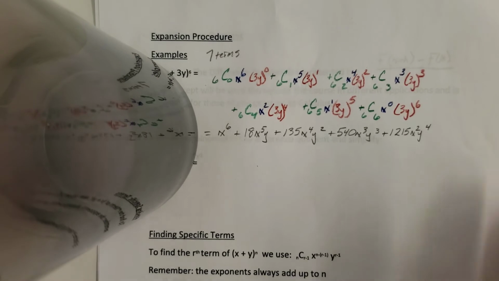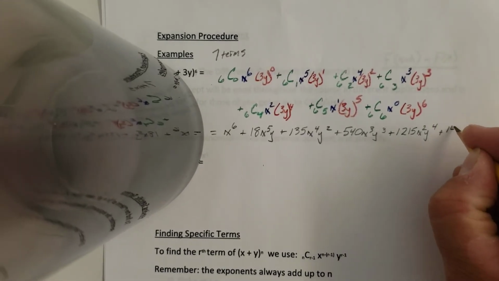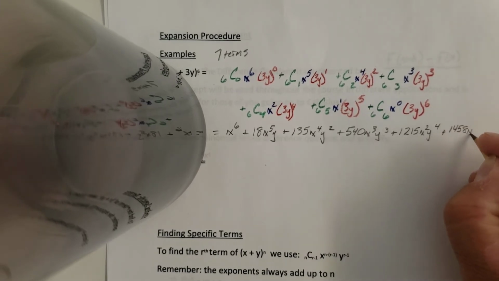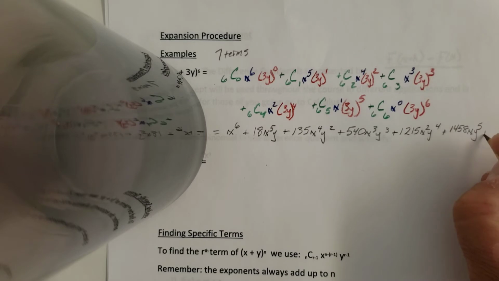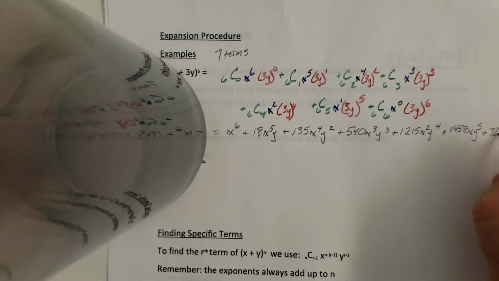Slide this over a little bit. Plus 1458 x y to the 5th, and plus at the very end 729 y to the 6th.